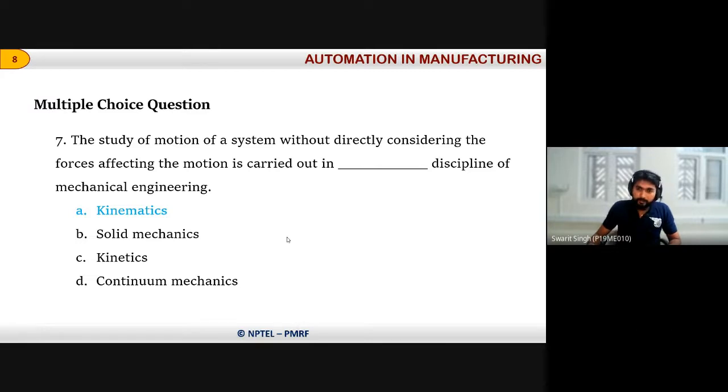kinetics discipline. People are still joining. So I request all the late joinees to please join the next session on time, so that you can get more out of it. So yeah, moving towards the next question.